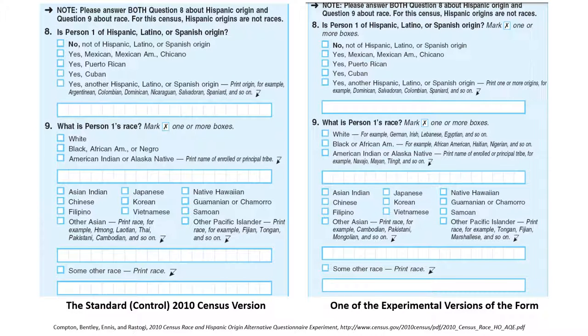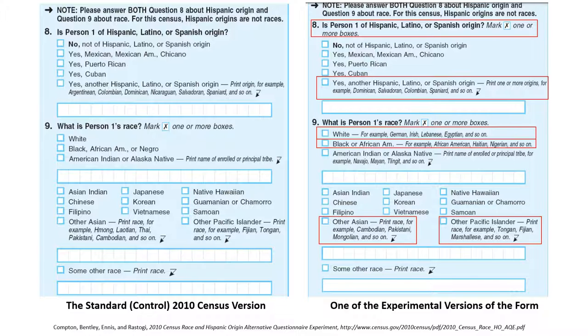So what you're looking at in this slide is the standard census version from 2010, where questions related to race and ethnicity were asked. And there are a few notable traits I'm going to point out to you by way of looking at one of the alternative versions that they experimented with. Literally, they did an A/B experiment. They had the control version, and then with a random subset of the U.S. population, they actually used this experimental version to test for differences in responses. And this is just one of the experimental versions, but let's take a look at some of the differences here.